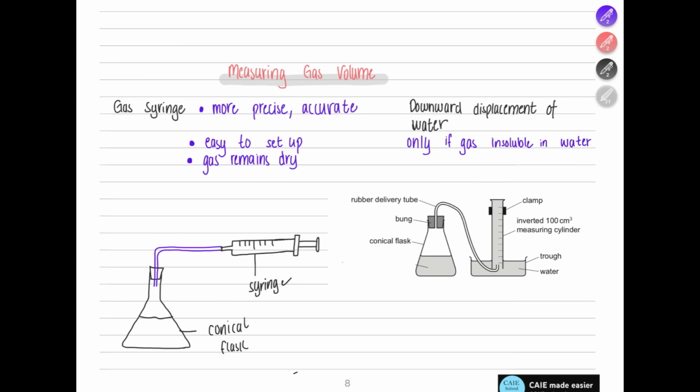So you have a conical flask. This is where the reaction occurs. You have a bung so the gas does not escape. You also have a bung here. Then there's a delivery tube.